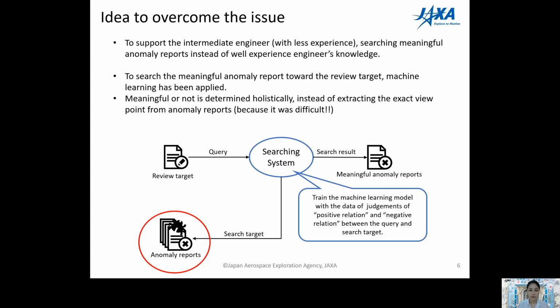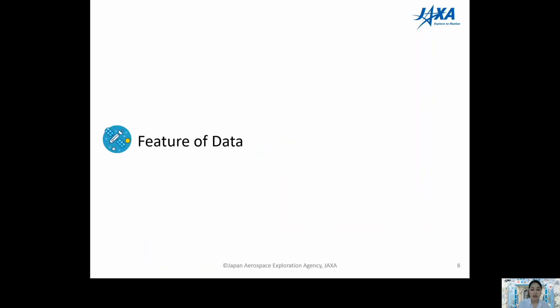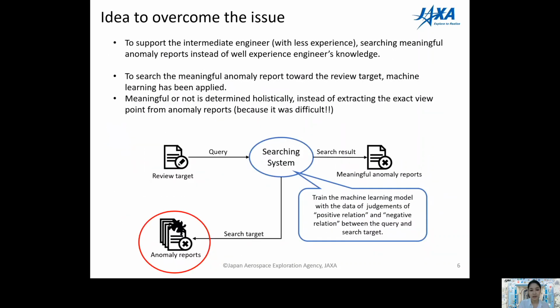So this is the idea to overcome the issue. We want to support the intermediate engineer who participates in the review board, but whose experience is lower than a well-experienced engineer. So we would like to search meaningful anomaly reports instead of relying on well-experienced engineer knowledge. The idea is represented in the bottom figure. To search the meaningful anomaly reports for the review target, we would like to apply machine learning.